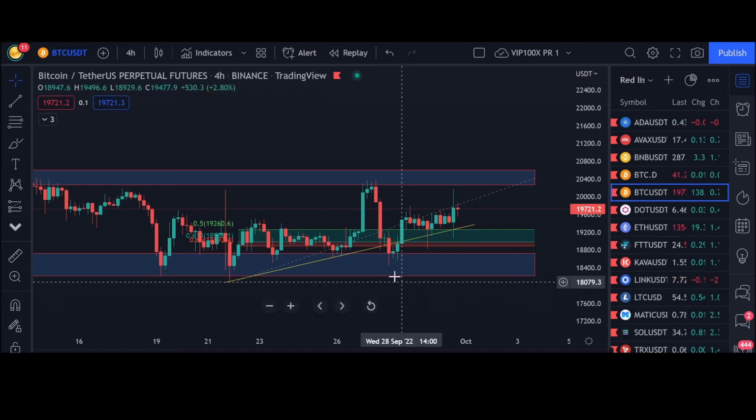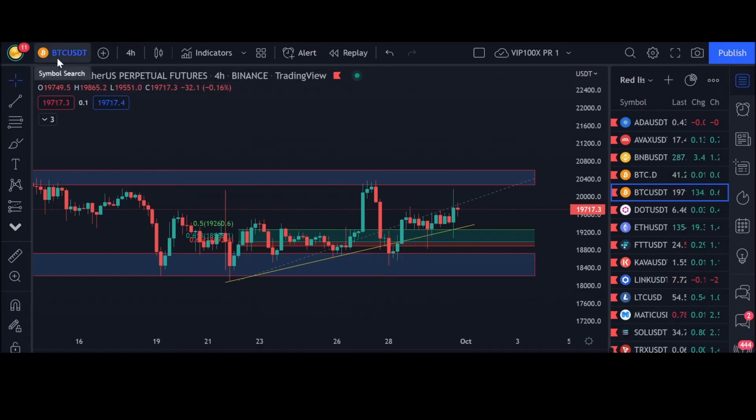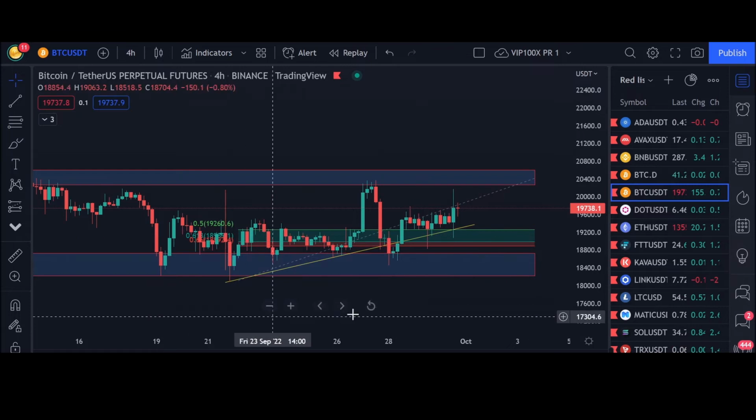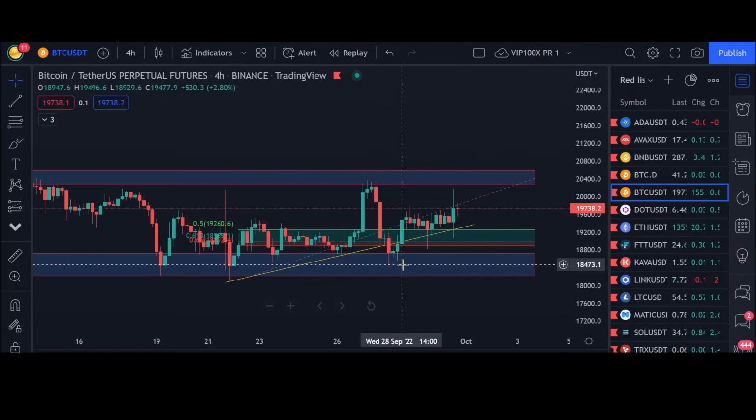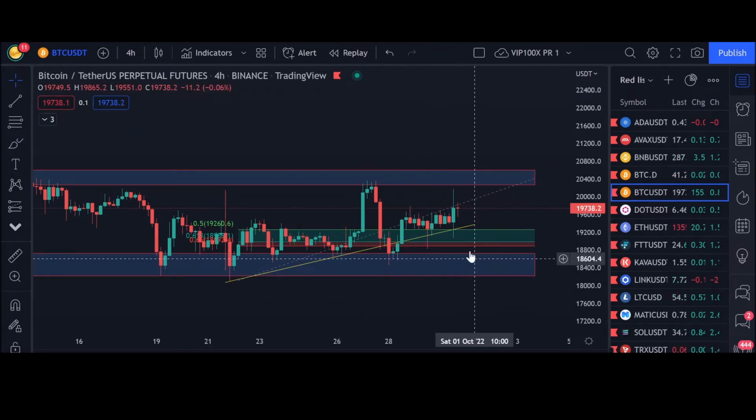Okay, so let's start with the analysis. We are on BTC, 4-hour chart, normal candles, Japanese candles, not Heikin Ashi. Okay, so this is a bit messy. Right here, we explain every element and we'll be taking it out so we can make it more clear.